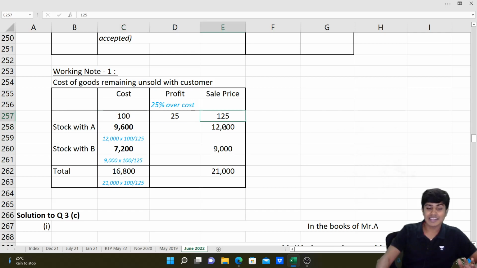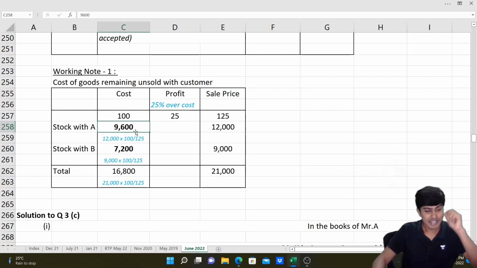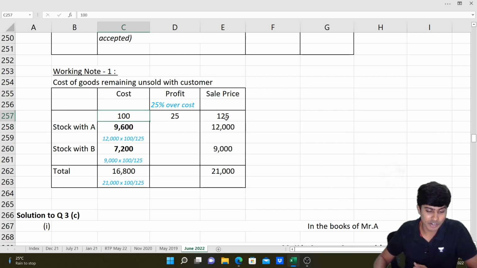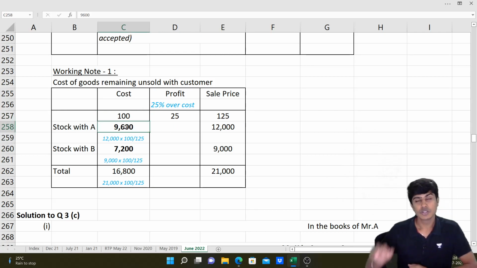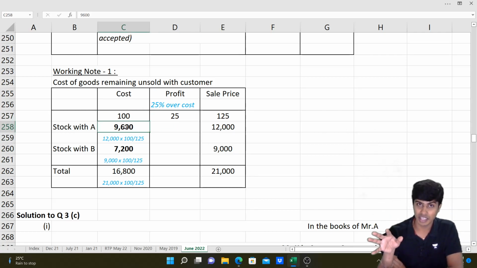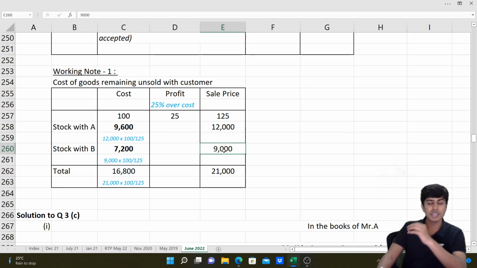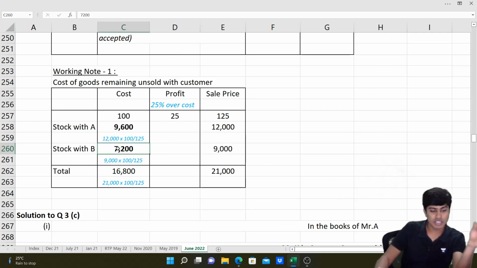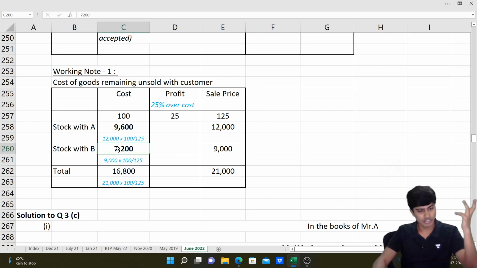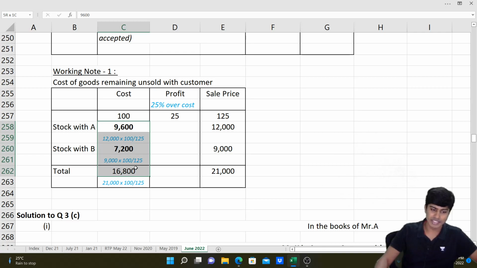See, so we do 12,000 into 100 divided by 125, get 9,600. So the stock that's lying with Mr. A, the cost of it is 9,600, and the stock that's lying with Mr. B is 9,000. For that the cost is 7,200. Got that? So if you want, you can take the total 16,800 or individually 9,600 and 7,200.